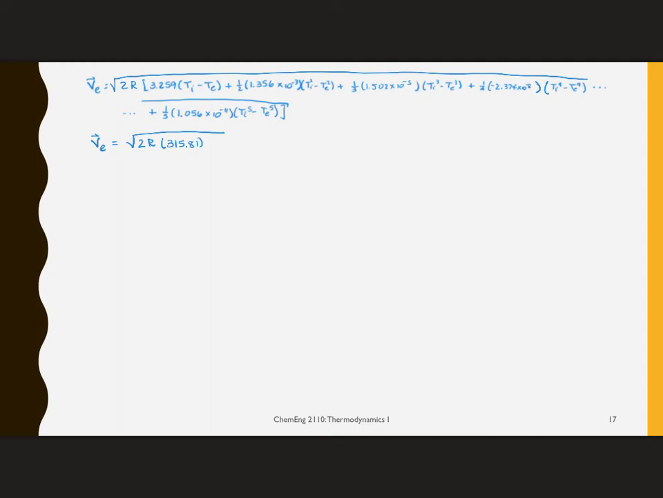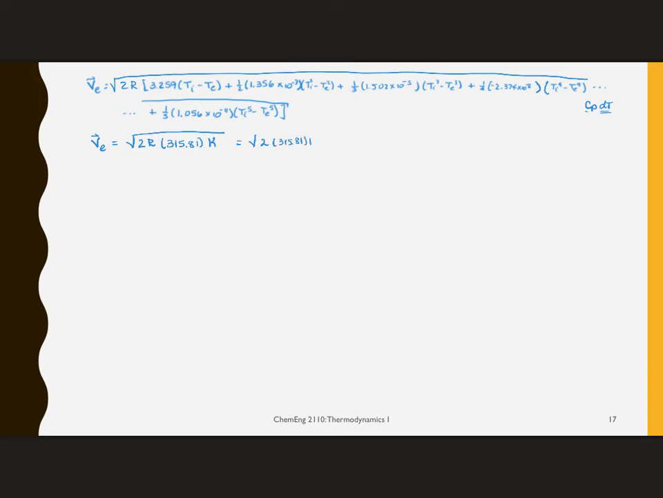I end up with 315.81. Now the units on this, remember it was C sub P dT that we were getting this from. The C sub P is going to get its units from R, and dT has units of Kelvin. So this so far has units of Kelvin, but I haven't plugged in a choice for R yet. Now you can use any choice for R. That's where I'm going to get the units for the answer.